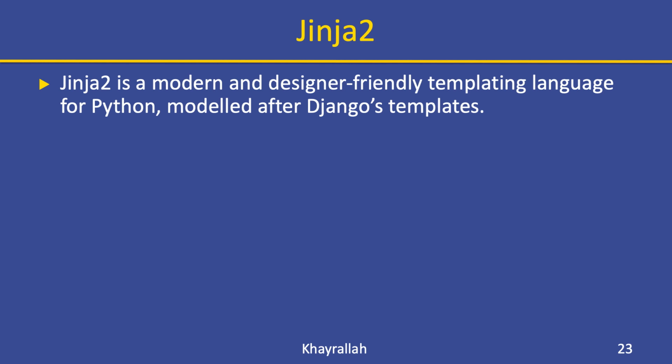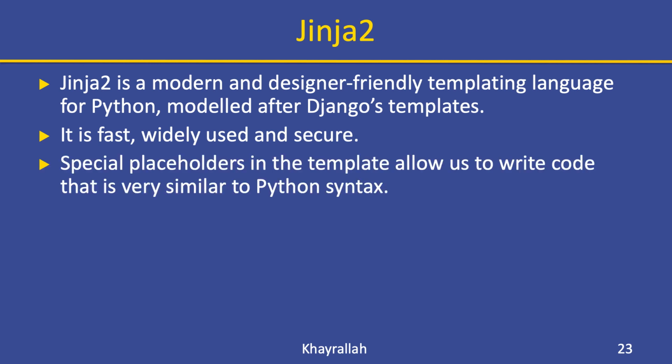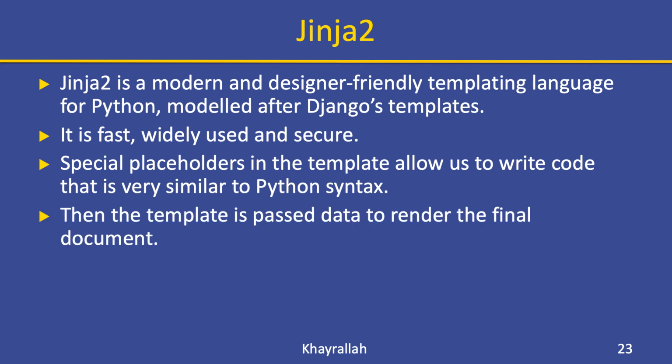Jinja 2 is a modern and designer-friendly templating language for Python. It's modeled after Django's templates. It is fast, widely used, and most importantly, secure. With Jinja 2, we can use variables in the HTML templates. We can also write code inside the HTML templates, and that code is very similar to Python code. The template is then passed the actual data to render the final document.